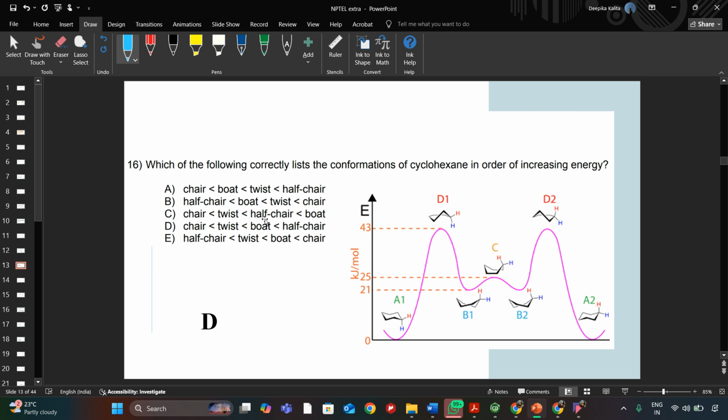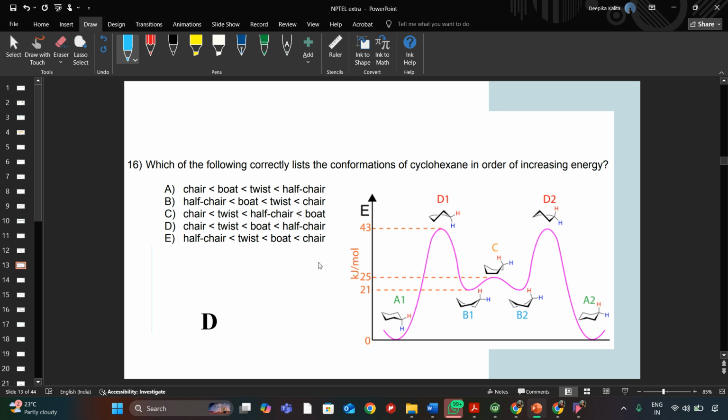Now, let us move to energy profile diagrams. Which of the following correctly lists the conformations of cyclohexane in order of increasing energy? So, we have four different conformations for the cyclohexane which are placed in these options: chair, boat, twist boat, and half chair.